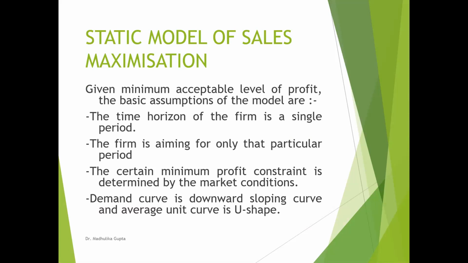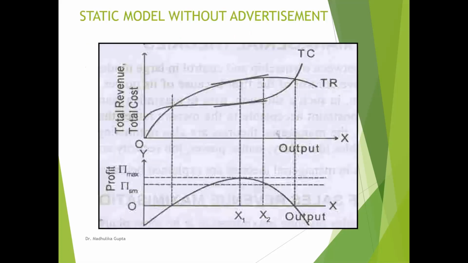Given a minimum acceptable level of profit, the basic assumptions of the model are: the time horizon of the firm is a single period. The firm is aiming for only that particular period. The certain minimum profit constraint is determined by the market conditions, the demand curve is downward sloping, and the average unit cost curve is U-shaped. These are a few assumptions that have to hold for the static model to be true. First we'll see the static model without advertisement.